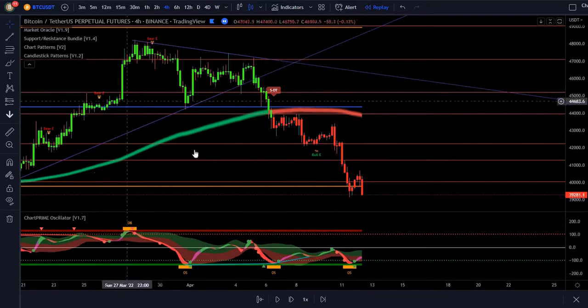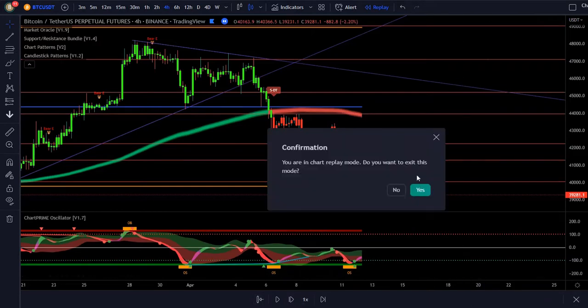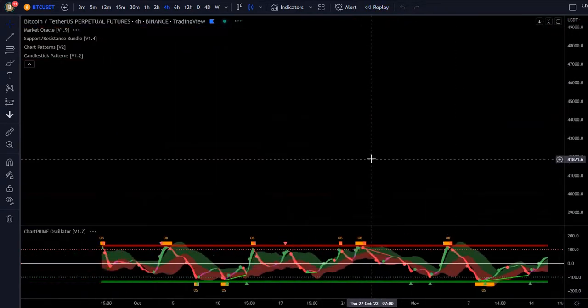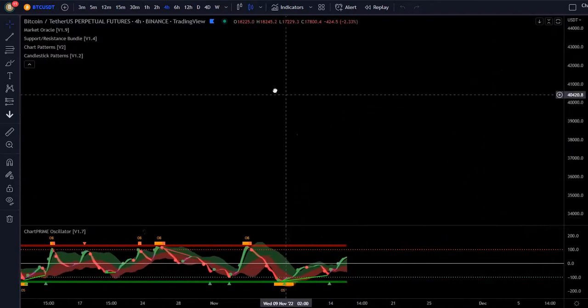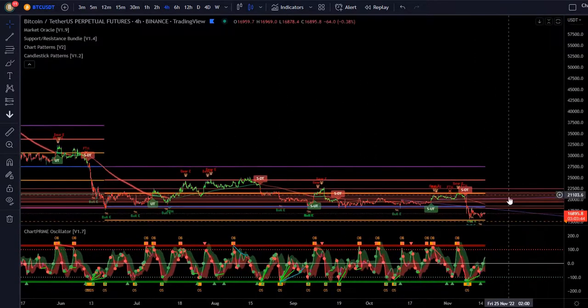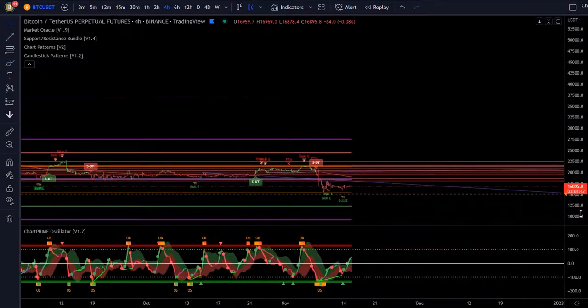Let me just clear this up. Let me just get rid of the replay and then let's do the market right away where we are at. All right, so we are in here.